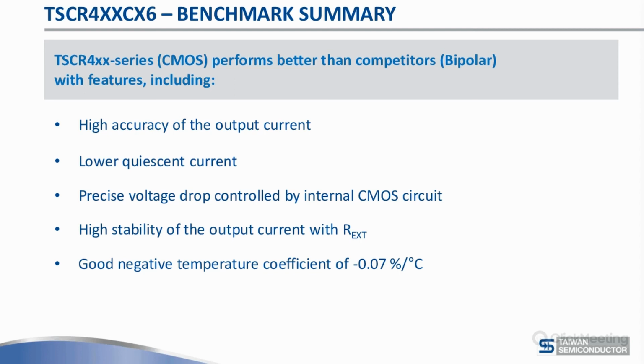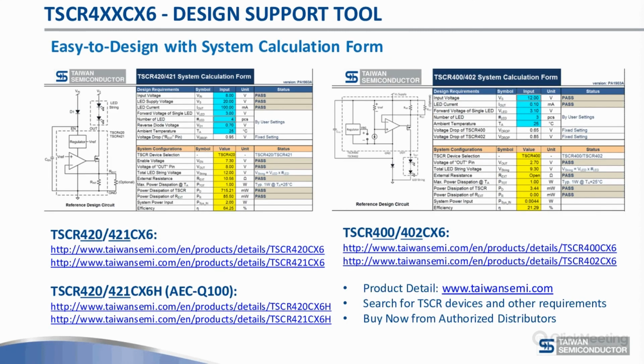So let's summarize. Of course, with the CMOS version you have a higher accuracy of the output current and a low quiescent current. The V drop is controlled by the CMOS voltage reference, and that actually gives you much more stability of your output current and makes it easier to choose the external resistor. And it's got a very good and low negative temperature coefficient. We've actually also made a spreadsheet for you to help you design with this product.